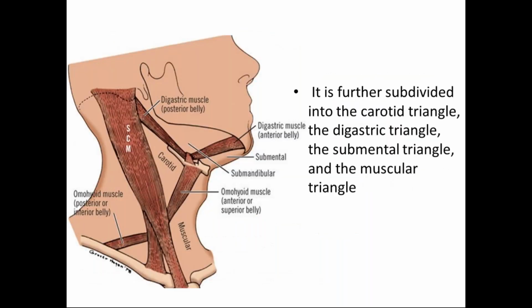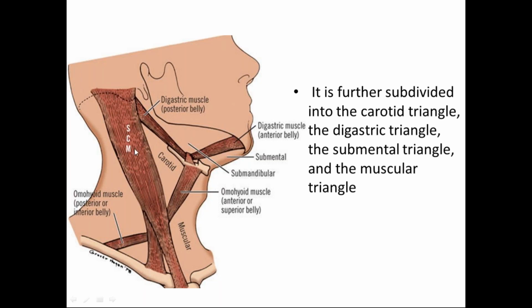Now coming to the subdivisions. We have seen the broad divisions: this one is the anterior triangle and this is the posterior triangle. These are again divided. The anterior triangle is divided into submental, submandibular or digastric, carotid, and muscular. The posterior triangle is divided into the occipital triangle superiorly and the supraclavicular inferiorly. It is divided by the posterior or inferior belly of the omohyoid muscle.